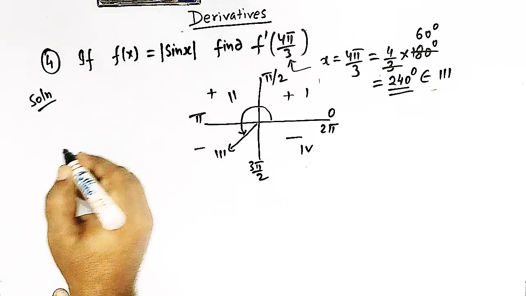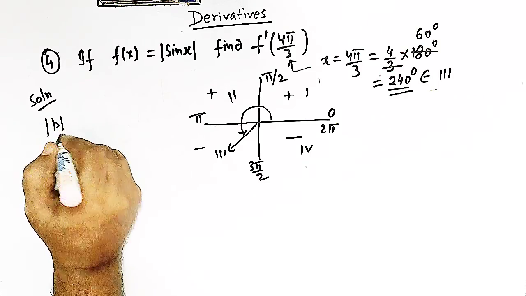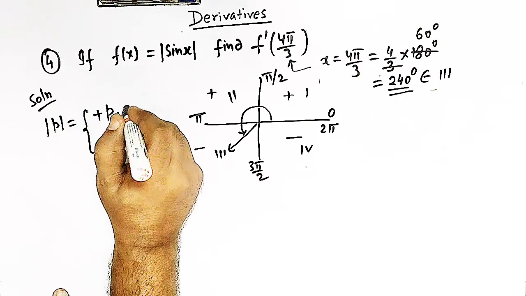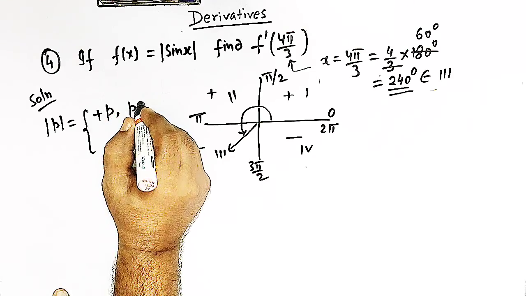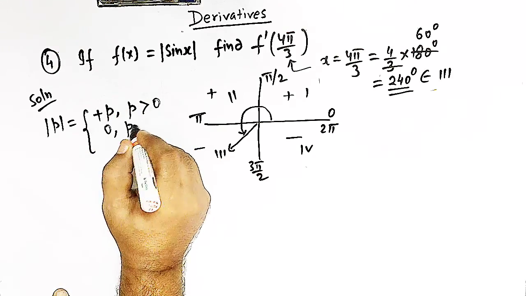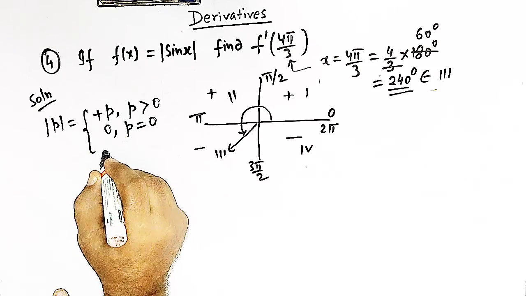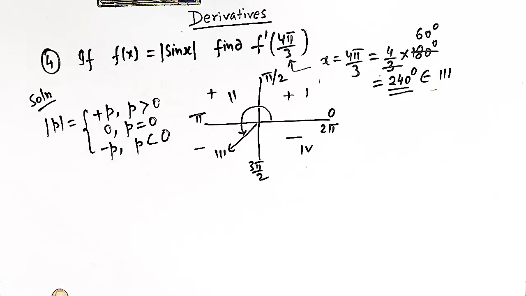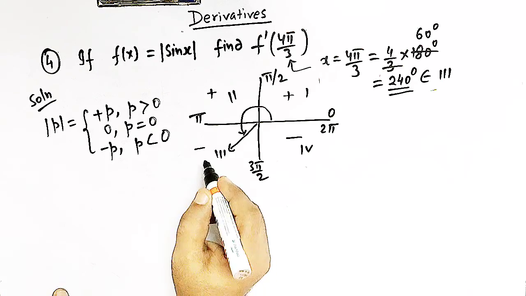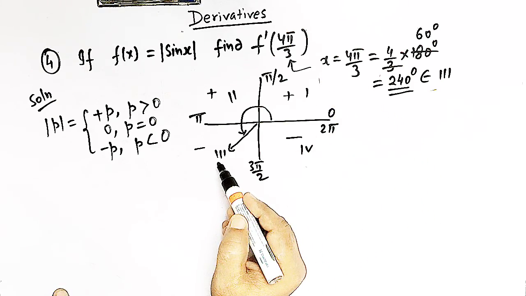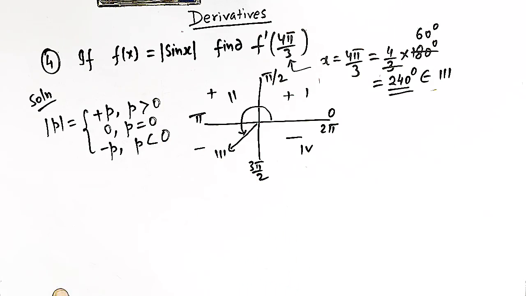So now according to the definition of mod function, mod of p is positive p whenever p is greater than 0, mod of p is 0 when p is 0, and mod of p is negative p when p is less than 0, right? So here since x falls in the third quadrant, sine x is negative, right?